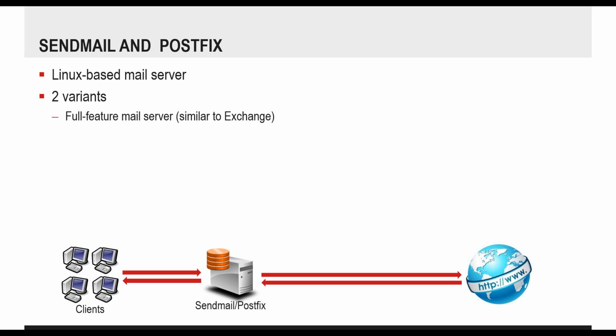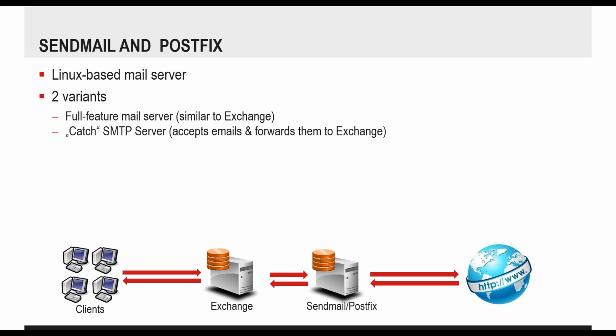There are two variants of these mail servers. One of them is an actual mail server similar to Exchange, so they're using exactly the same as Exchange. Mails are coming into that mail server and being redirected to the clients and vice versa. Or you could install that SendMail postfix server before your Exchange server. So this is just working as a relay. So it's relaying mails from the internet to the Exchange server and also vice versa from that Exchange server out onto the internet. So there are two configurations that are possible.